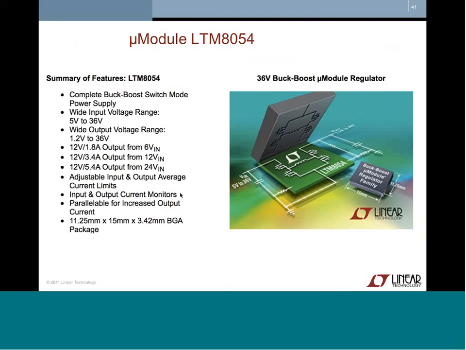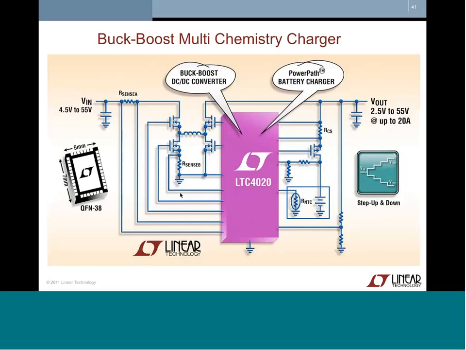We have also the micro module, which is a full power supply, including the inductor inside, LTM8054, that can produce much more output than 50 milliamps. Actually, with the input of 24 volts, we can have 12 volts on the output, with more than 5 amps. The whole thing is in a BGA package, very small and very efficient. We can have also the multi-chemistry charger, which uses four external switches just to give you flexibility on the power applied in this case.